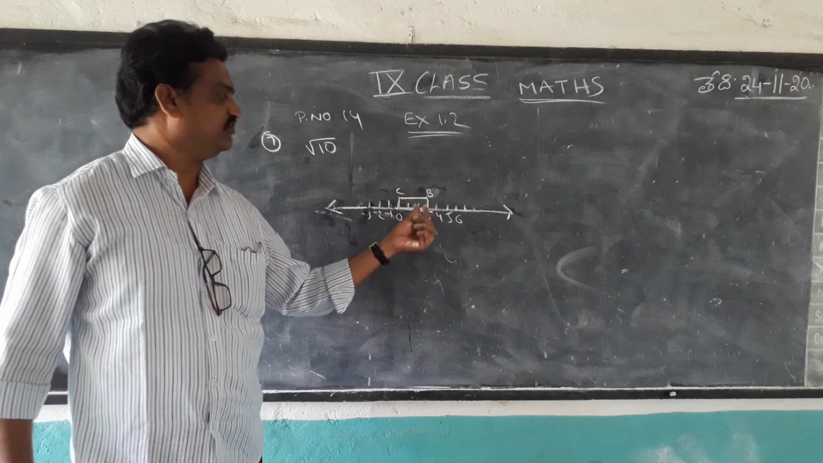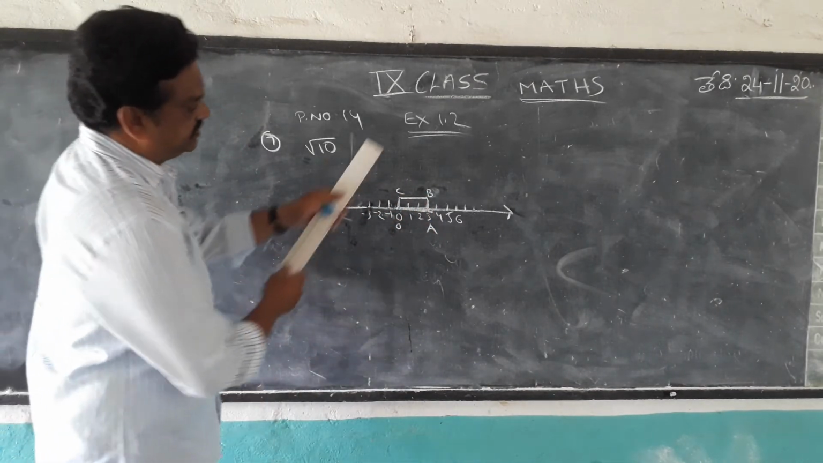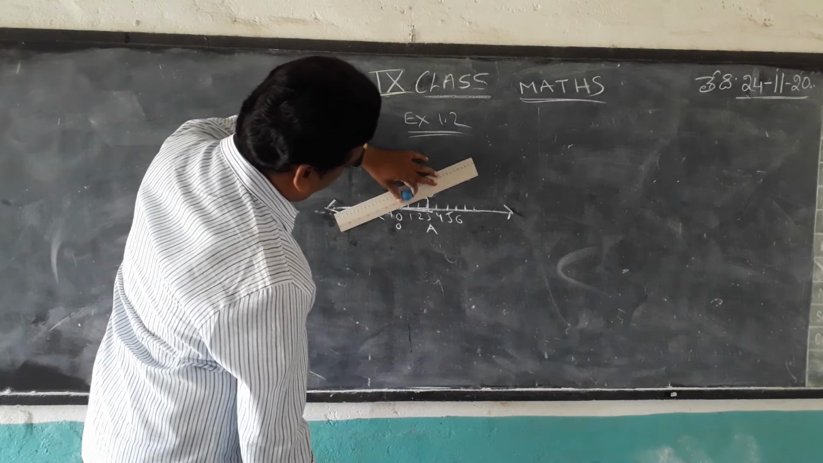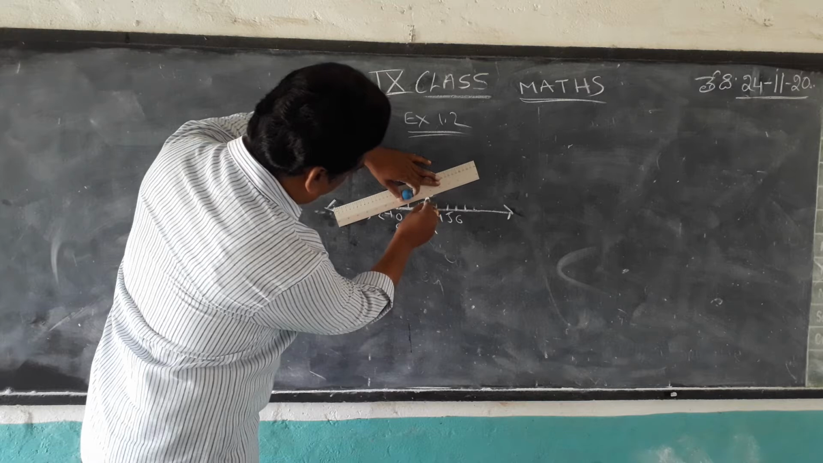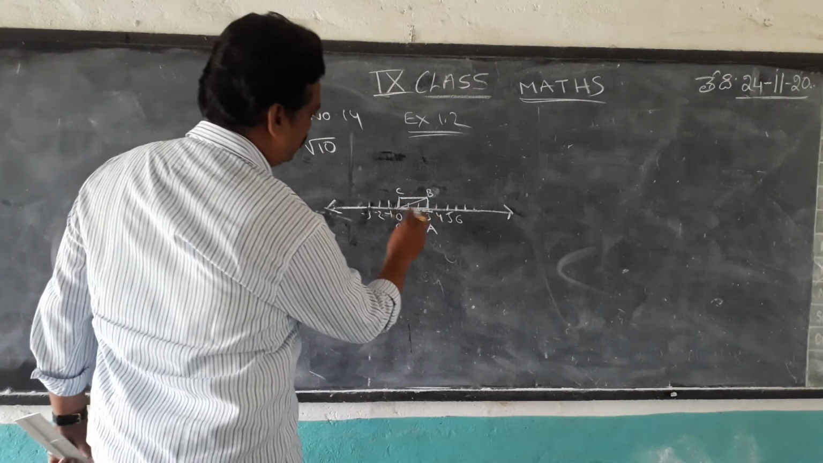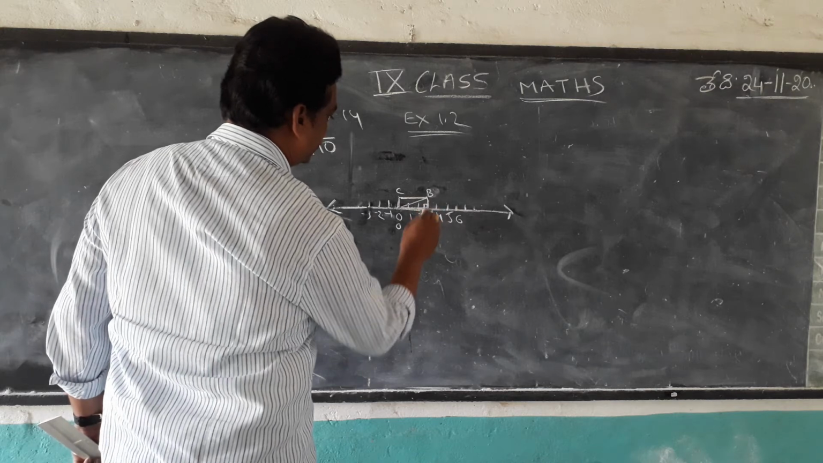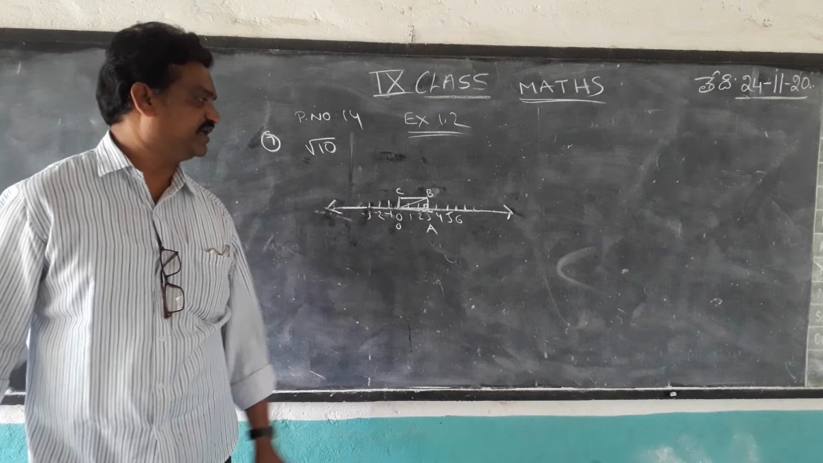We have to form a rectangle on the number line. Join OB. You see, OAB is a right angle triangle.